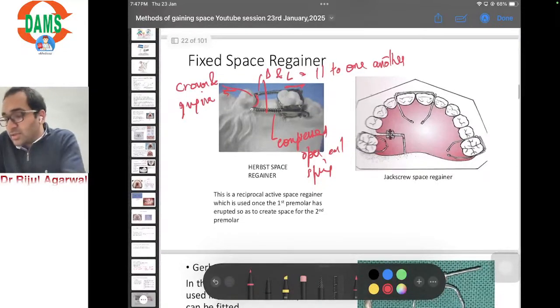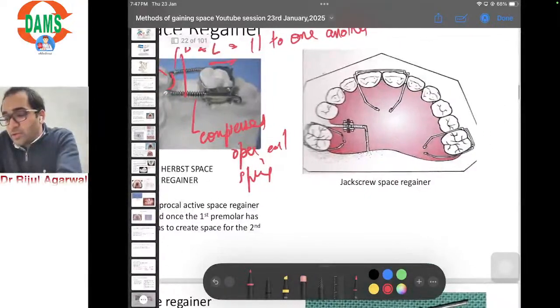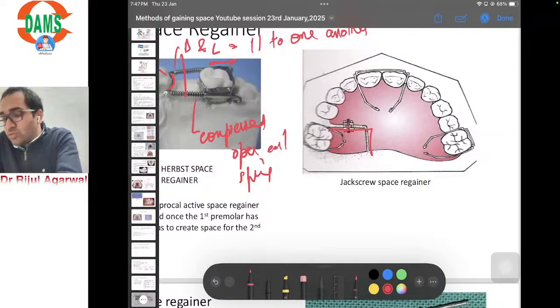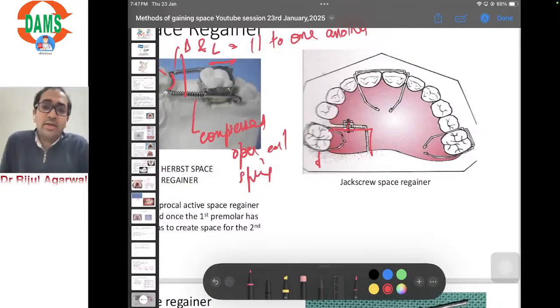Next is the jack screw space regainer. What will it have? It will have an acrylic plate, and there is the jack screw with the acrylic plate attached to it. Once we open this screw, what will happen? This molar will get distalized.